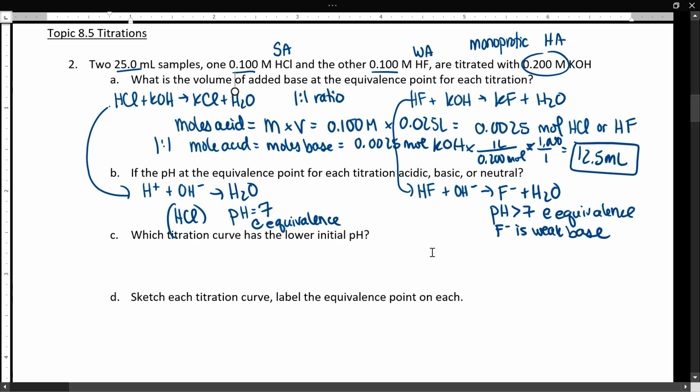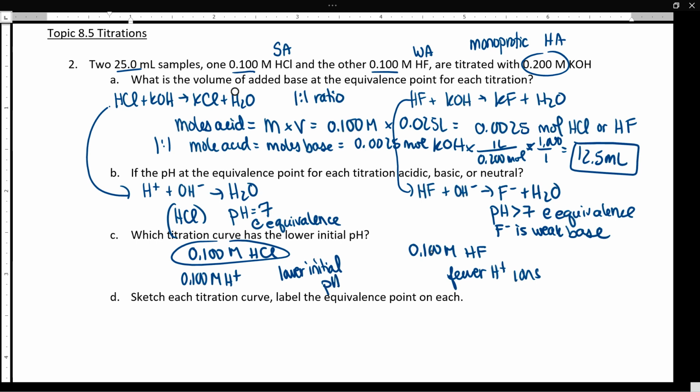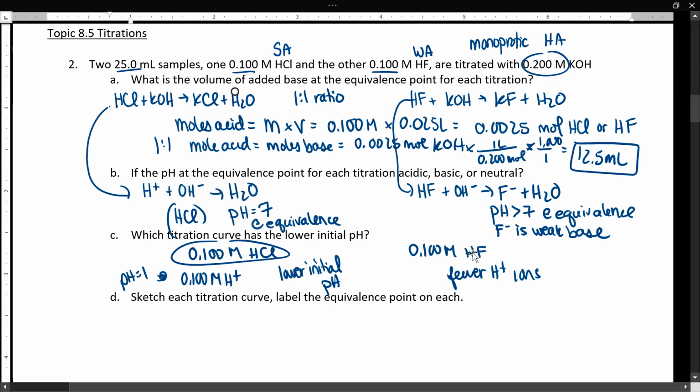All right, who's got the lower initial pH? What we're comparing here is 0.1 molar HCl versus 0.1 molar HF. HCl is a strong acid, so it's going to completely dissociate and form H+ ions. So if you have 0.1 molar HCl, that means you also have 0.1 molar H+ ions. And so that's going to be a pretty low pH. All right, and then this one over here, the weak acid does not completely dissociate, so you're going to make fewer H+ ions over here. So this one's going to have a lower initial pH. So in this case, it would have a pH of 1. And then for this one, we don't know exactly what the pH is if we don't know the K value, but it's going to be higher.